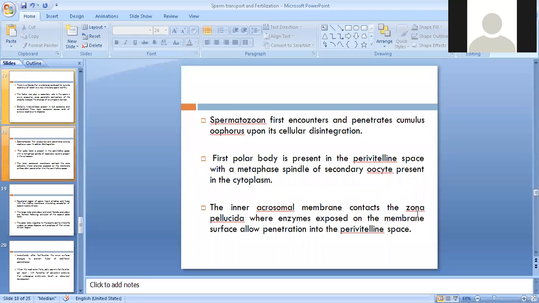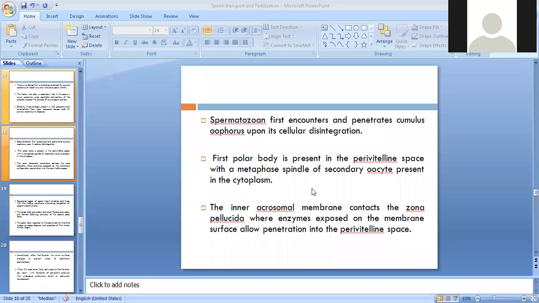And also when the spermatozoon encounters and penetrates into the cumulus oophorus, there is cellular disintegration of these cumulus oophorus cells, which leads to gain of entry of this sperm into the ovum. Also, the first polar body is already present in the perivitelline space, and with this fertilization process, the secondary oocyte is already present in the cytoplasm, but this polar body will be in the perivitelline space.